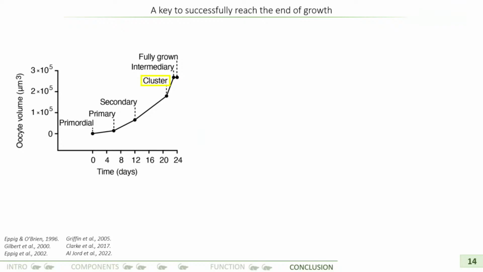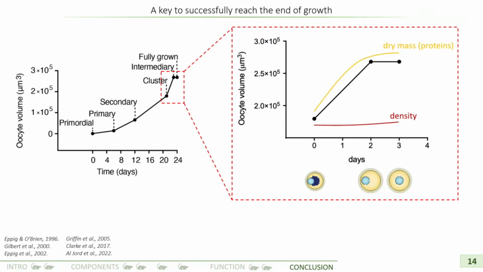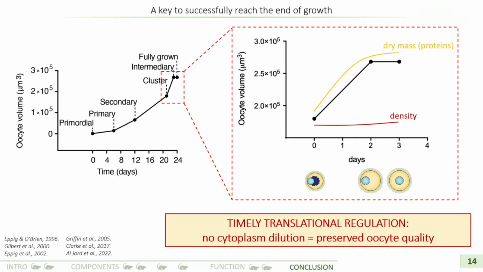So, in conclusion, our current hypothesis is that this compartment appears at a critical stage in oocyte growth to boost translation and allow the oocytes to significantly increase their size. So this compartment would allow the protein content to match the changes in volume while preserving a stable protein density. So we're in the presence of a strategic regulation of translation at a specific time point in growth that would avoid cytoplasmic dilution and allow the oocytes to reach the fully grown stage with all the maternal stockpiles that it will need for the following stages, ultimately contributing to the preservation of oocyte quality.